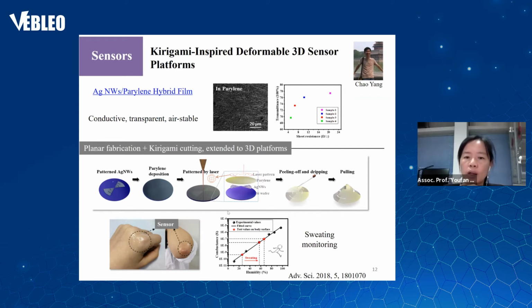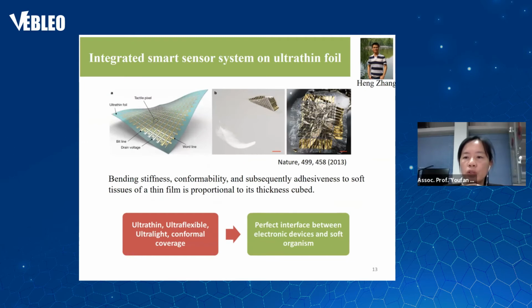And then we can attach such a deformable sensor system on the curved surface of your body, such as the finger joint or the elbows. Then we can get in-situ monitoring of your body information. And here is about the sensor part. Then we move to the second part.